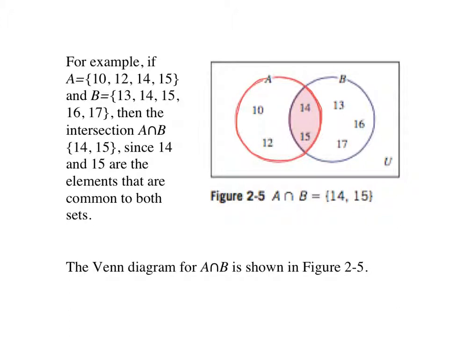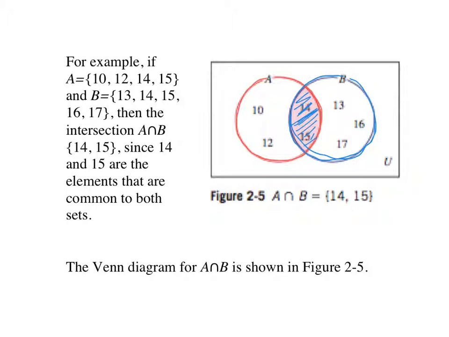We also have another set, B, that has 13, 14, 15, 16, and 17. And notice the blue circle starts there. Notice that they overlap in here because the elements 14 and 15 are both in set A and set B. So they overlap, they intersect.